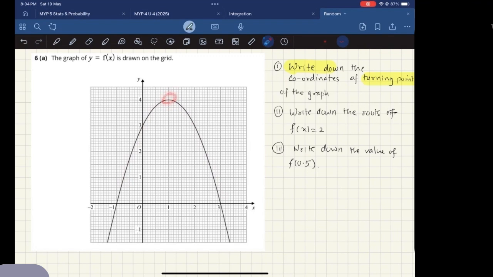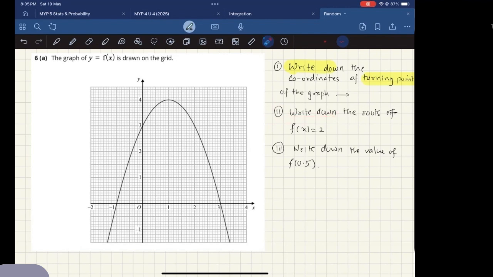This is the turning point, right? Yes. Good. So we need to write the coordinates of the turning point. What do you mean by coordinates? The x, y numbers. That's right. So this is the turning point, and the coordinates are going to be what? I think you can write it very easily. Okay, great. Can I go to the second part now? Yeah.